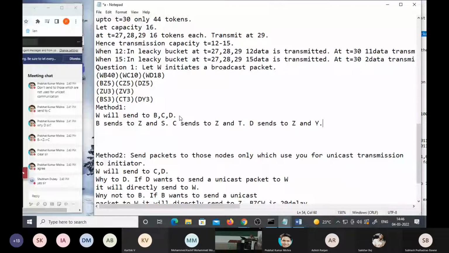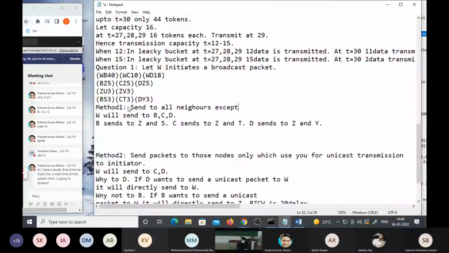In method 1, send to all neighbors except the one who sent you. Why is B not sending to W? Because W sent it.